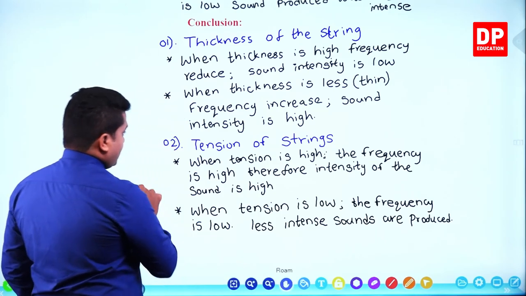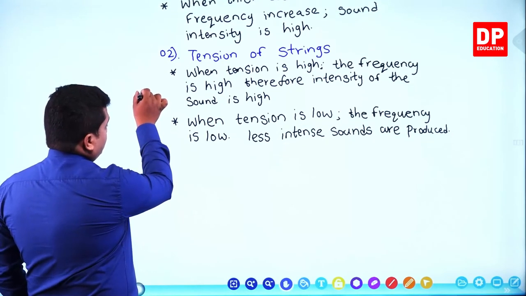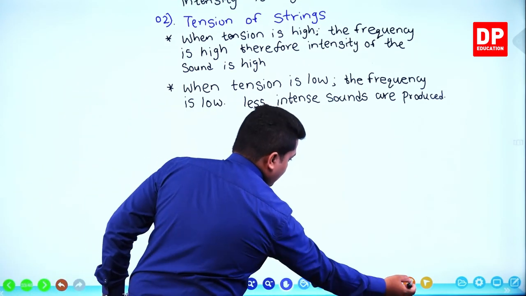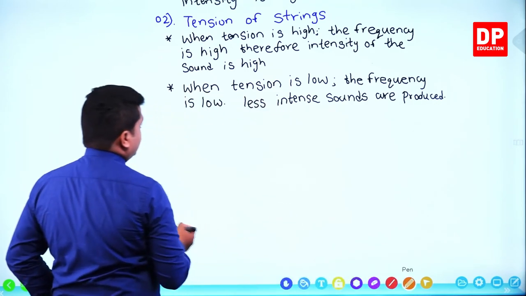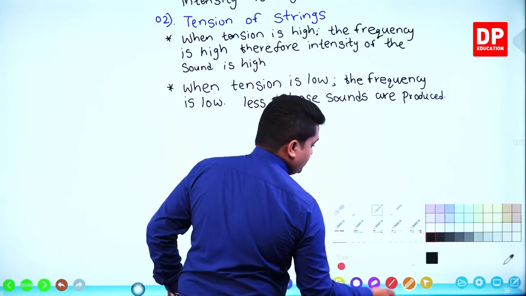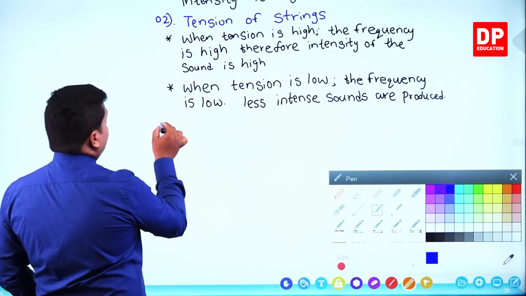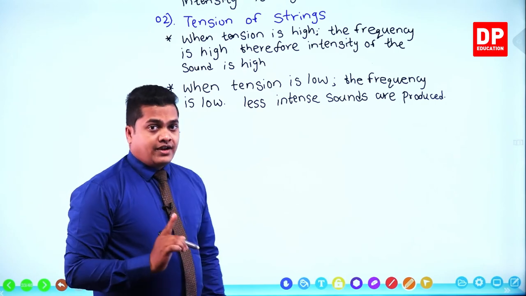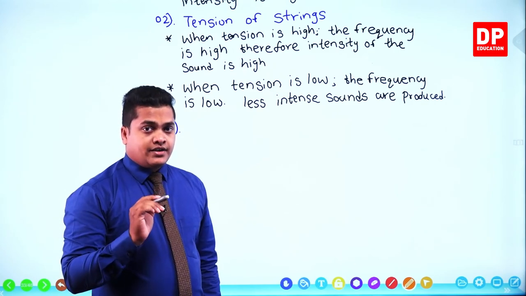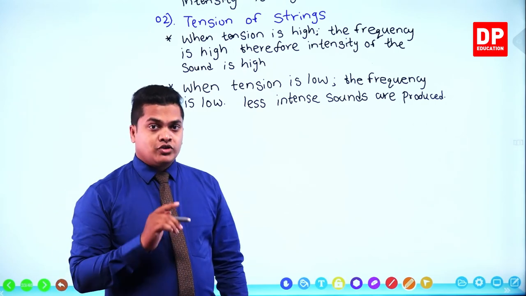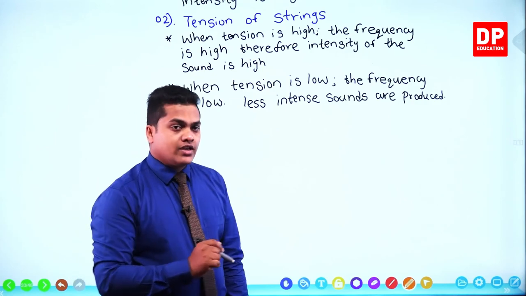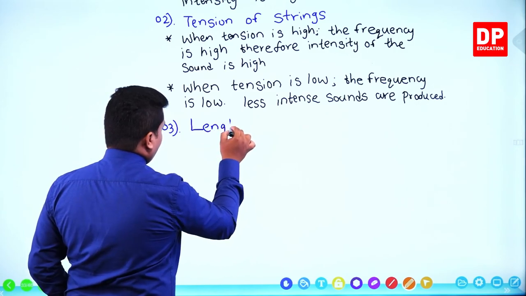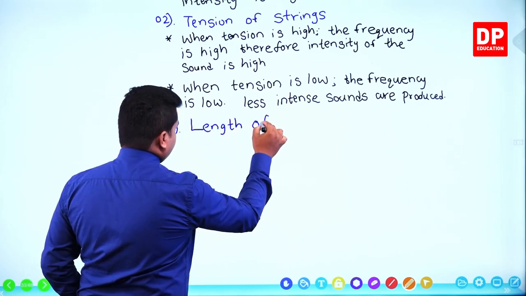So, I'll move on to the third factor. I'll take the slide somewhat up to write down the third factor. Number three, I'll use the usual blue color. The first factor was the thickness. The second factor I took as the tension. Now, the third factor is the length of the string.